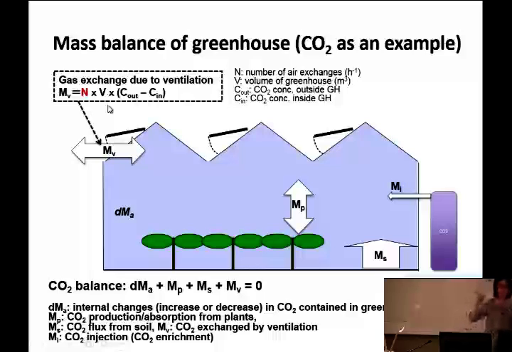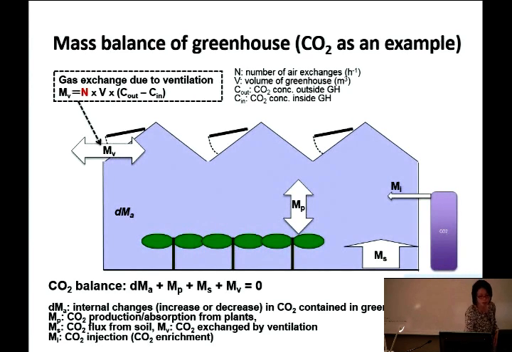So N is the number of air exchanges, meaning how many times the volume of the greenhouse in equivalent air is exchanged per hour. If it is one air exchange, that means one greenhouse volume of air is exchanged per hour. Multiplying the two values, the number of air exchanges and the volume of the greenhouse, you get the ventilation rate, volume per hour.